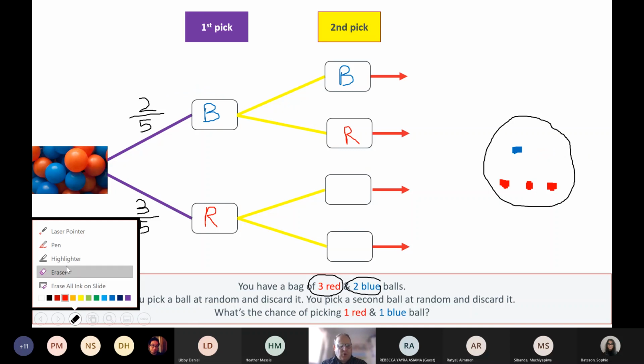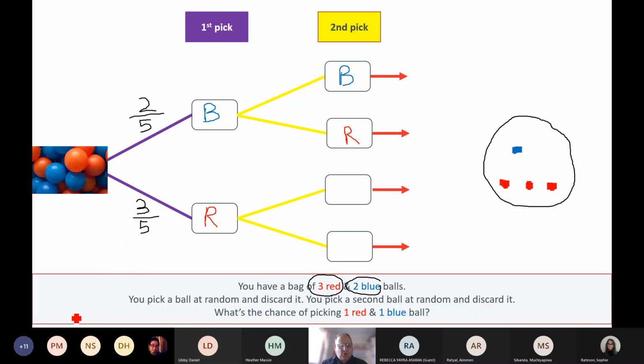So the question now is, what have we got in our second pick? What is the chance of us picking a blue ball? Well, hopefully you can see there's only 1 blue ball left. So it's 1, and there are 4 balls in total. So we've now got a 1 in 4, or a quarter, chance of picking a blue ball. You can also see in that bag there are 3 red balls. So my chance of picking a red is 3 out of 4.